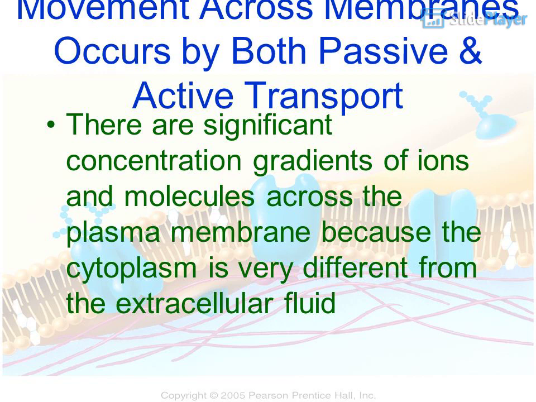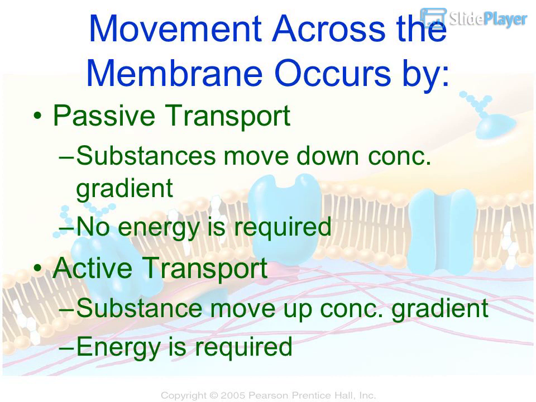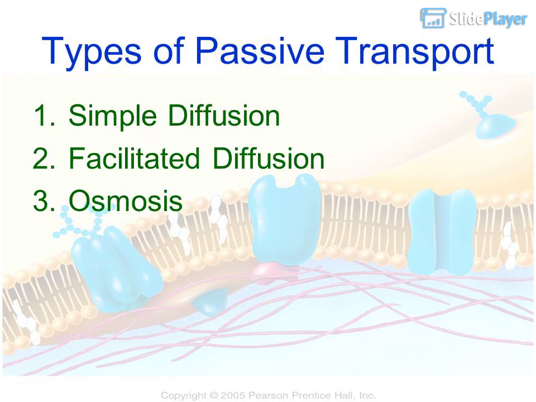Movement across membranes occurs by both passive and active transport. There are significant concentration gradients of ions and molecules across the plasma membrane because the cytoplasm is very different from the extracellular fluid. In passive transport, substances move down the concentration gradient and no energy is required. In active transport, substances move up the concentration gradient and energy is required.